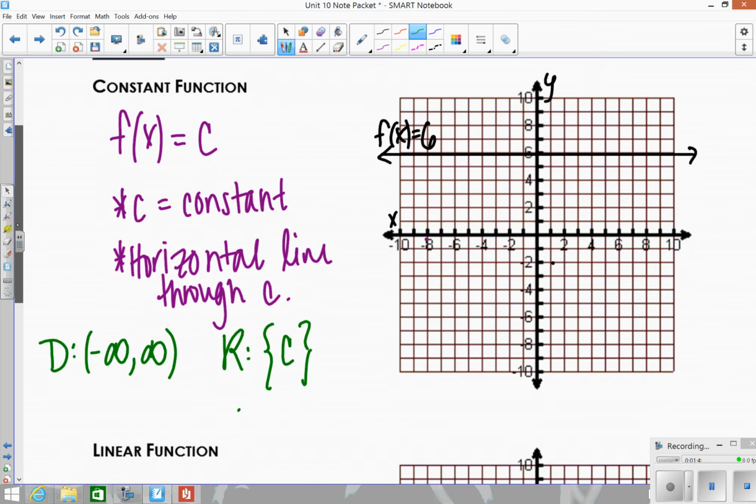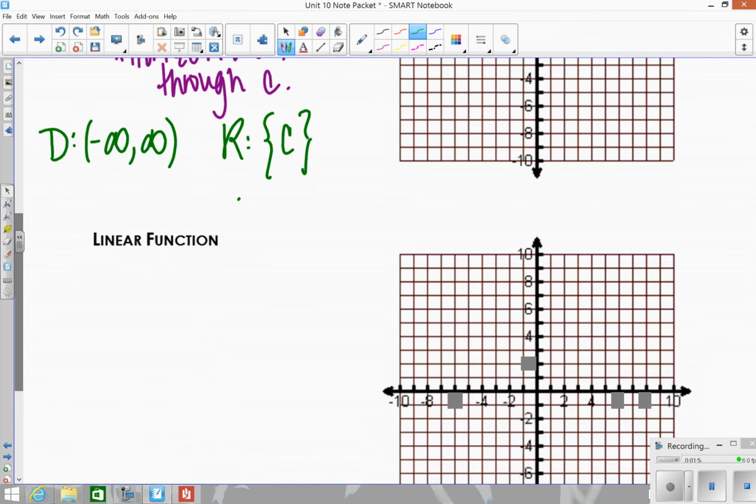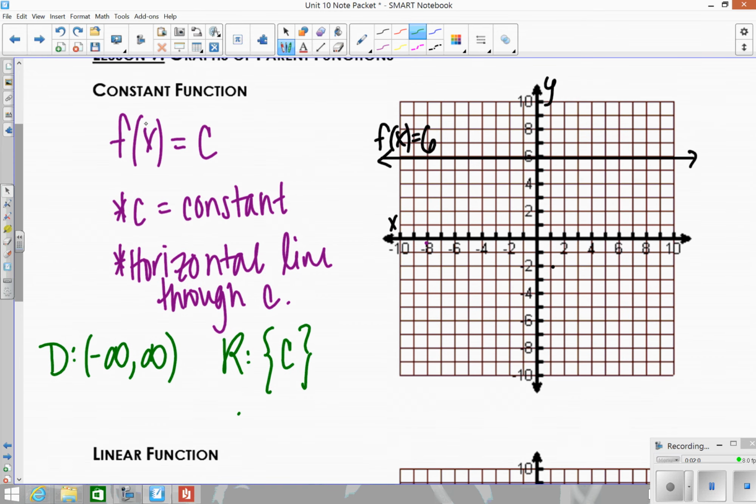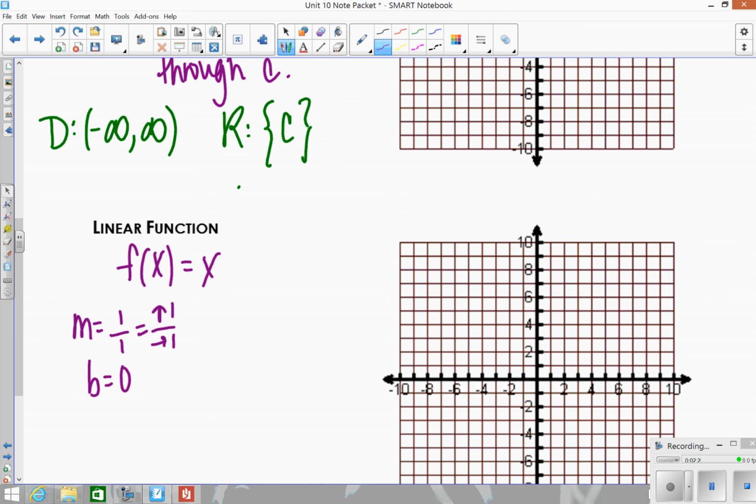And then the next type of function is called a linear function, which is basically in the form y equals mx plus b, where the slope is 1 and the y-intercept is 0. So even though the previous function is a line, we call it a constant function because it's when f of x equals a constant, where the next one is when f of x equals x. So f of x equals x. Basically this means the slope is 1 over 1, or up 1 over 1, and the y-intercept is 0 because there's no number at the end.